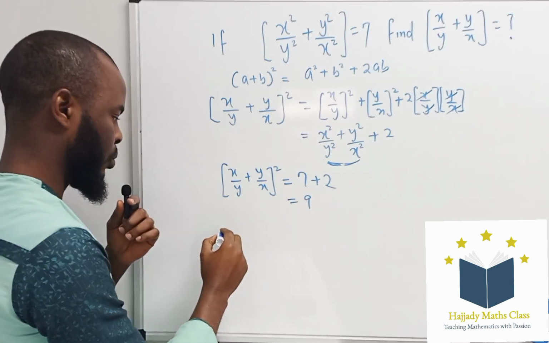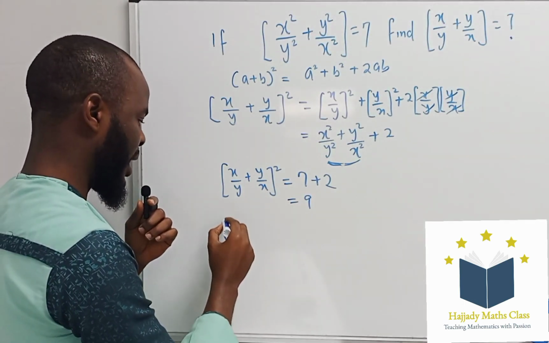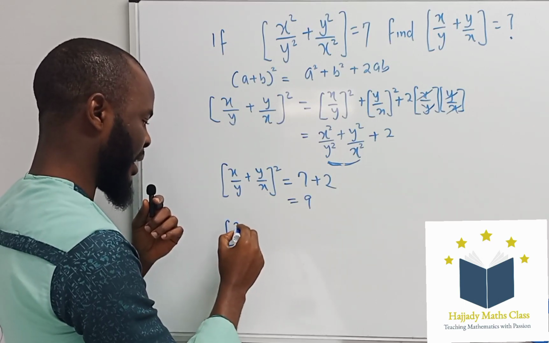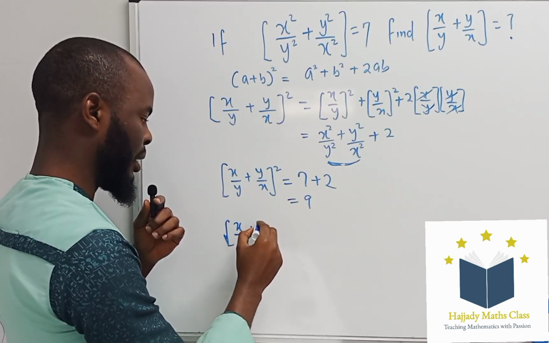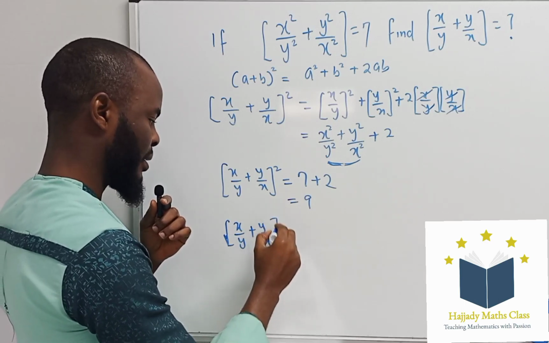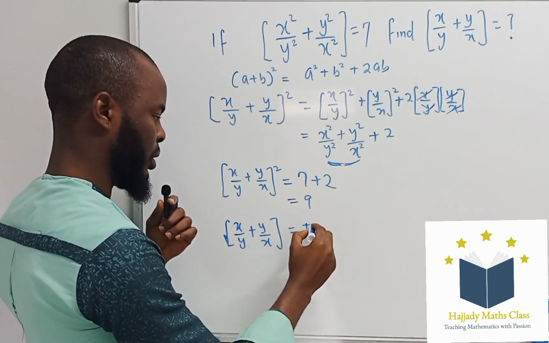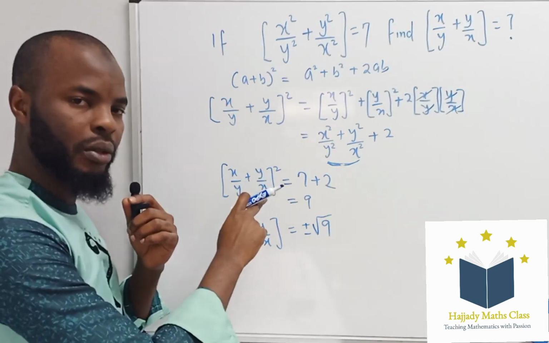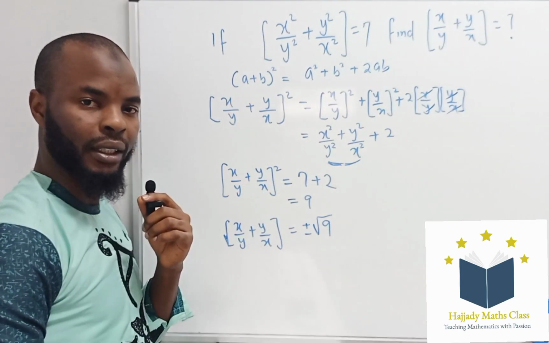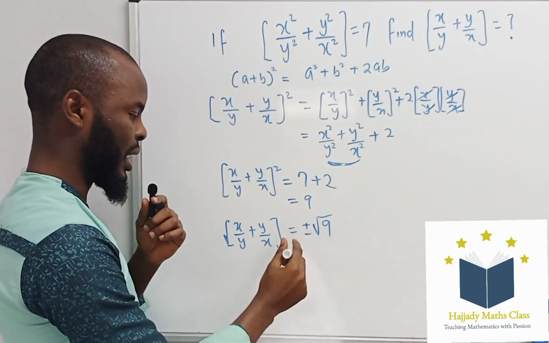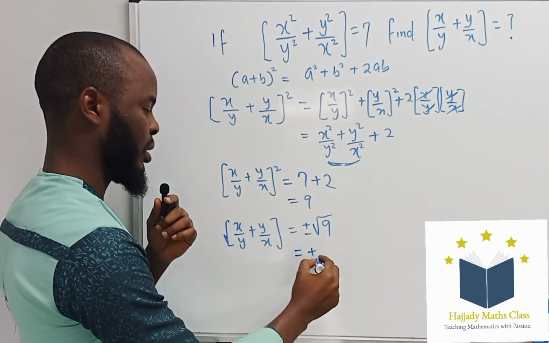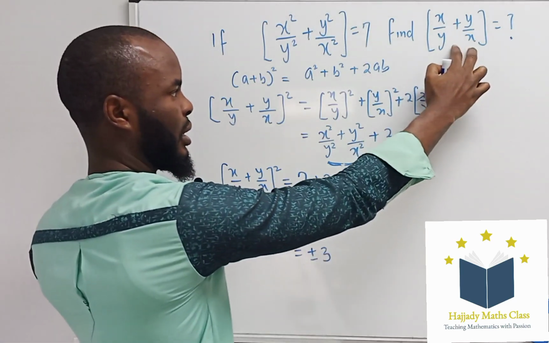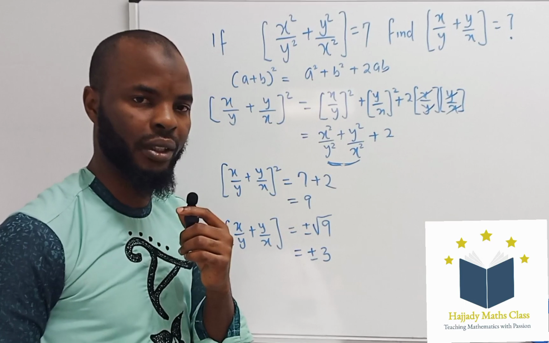Now finding the square root of both sides. Finding the square root of the left and the right hand side, I'm going to have x over y plus y over x equals the square root of 9, because I need to square root both sides to remove the square. Now finding the square root of 9 is going to be plus or minus 3. So that means the answer to this is plus or negative 3.